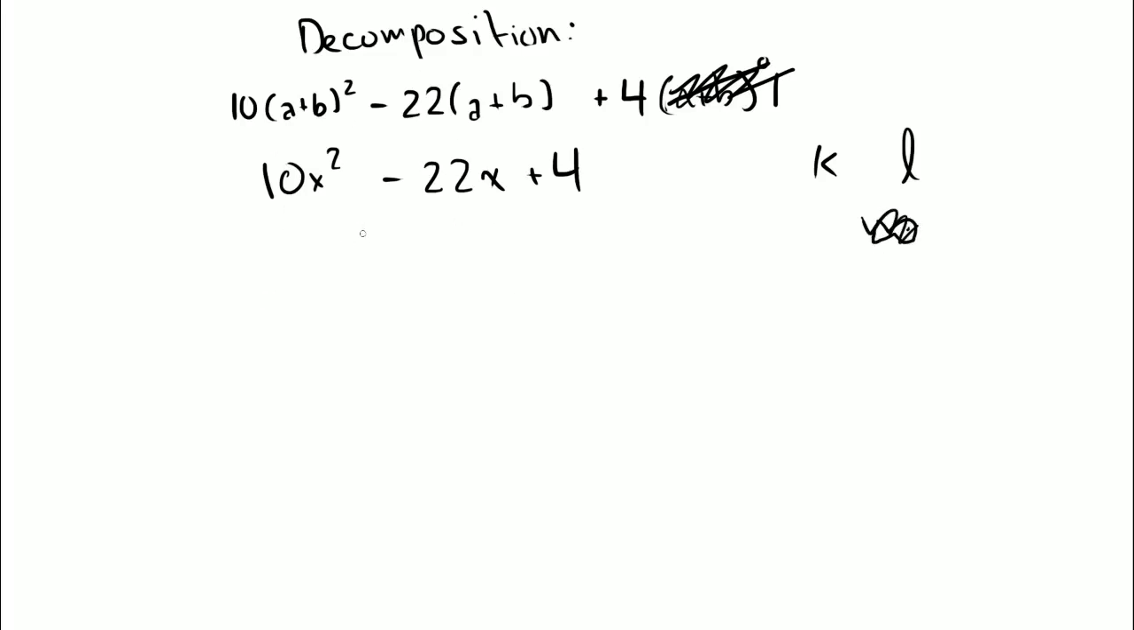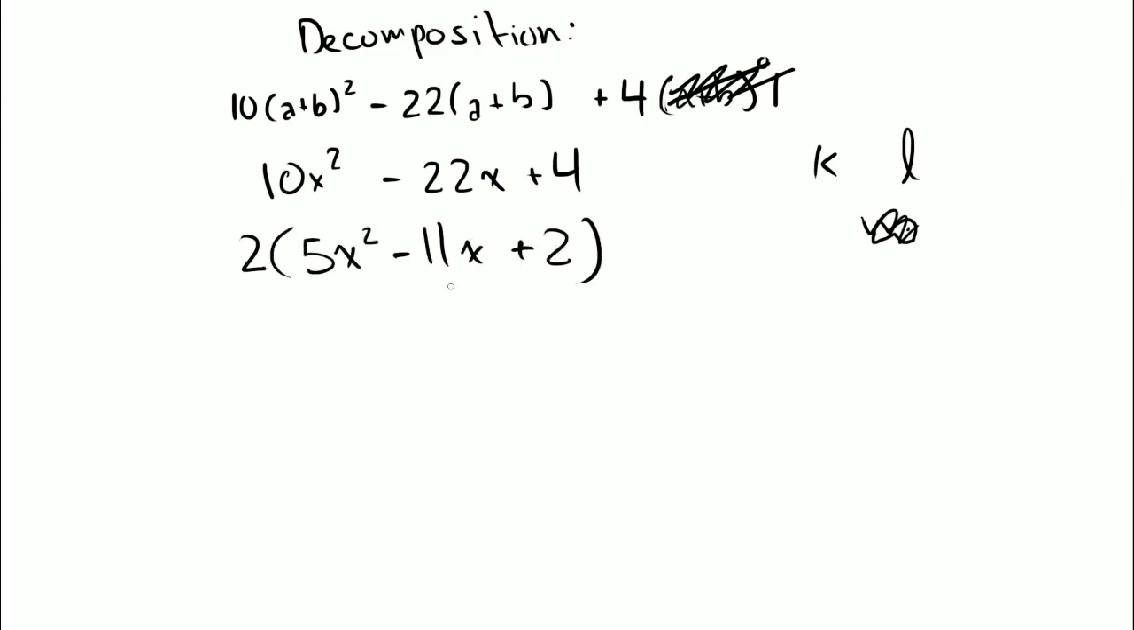So let's do this. It's not necessary, but it's always handy to look for stuff you can factor out. I see we've got 10, 22, 4. Those are all divisible by 2. So I'm going to pull out a 2. And I've got 5x squared minus 11x plus 2.